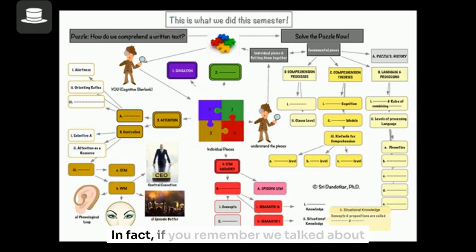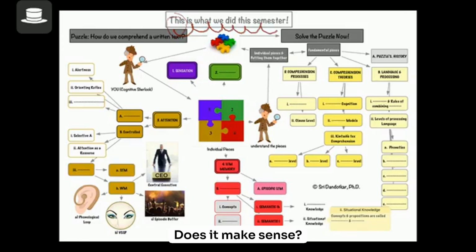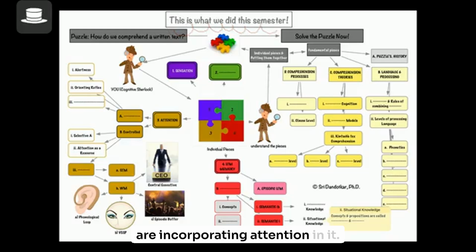In fact, if you remember, we talked about fixation to fixation. There is a saccade, and we said what triggers a saccade is this expectation called spotlight attention, which is a part of attention. Does it make sense? So before you can capture information, you are incorporating attention in it. And I really like the way you guys actually talked about this.